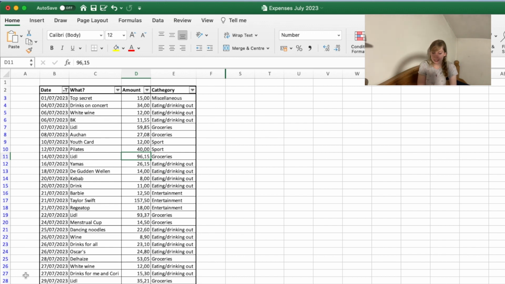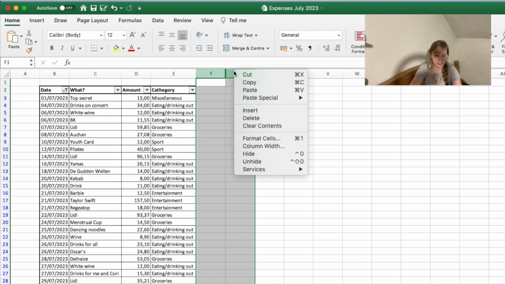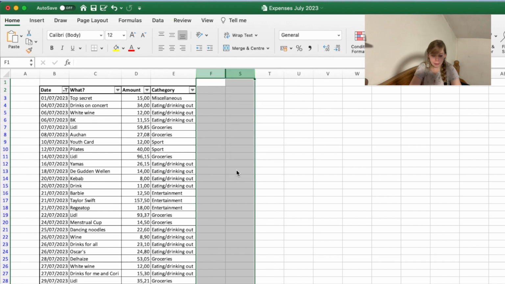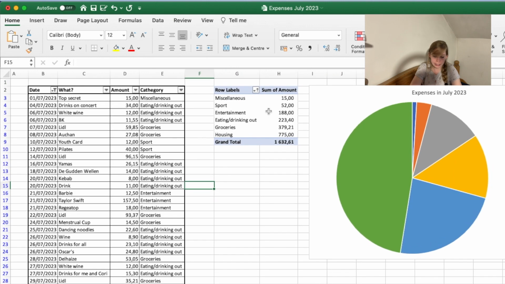So these are the expenses, and now we're gonna uncover the other side where I have the graph and the pivot table with it. So basically I spent on miscellaneous 15 euro, on sports 52 euro, on entertainment 188 euro, on eating out and drinking out I spent 223 euro 40 cents, on groceries 379 euro 21 cents, and on housing 775 euro. So this month I spent a little bit more than 1.6k on, I would say, a very average month.